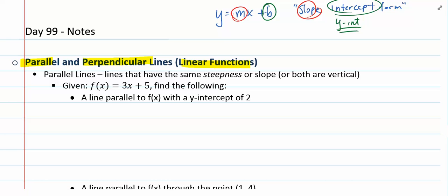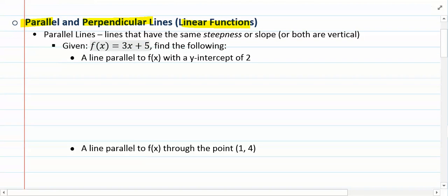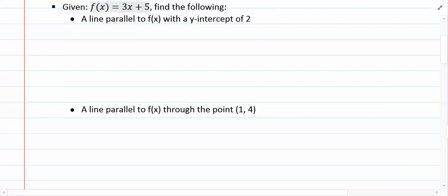So anytime that I encounter a function like this example down here, we can replace the letter y with f of x because that's function notation, but the pieces on the right should be familiar to you as well. 3x plus 5 means that this particular line has a slope of 3 and a y-intercept of 5. And so in this sample problem down here, let's try to find a line that's parallel to this with a y-intercept of 2.